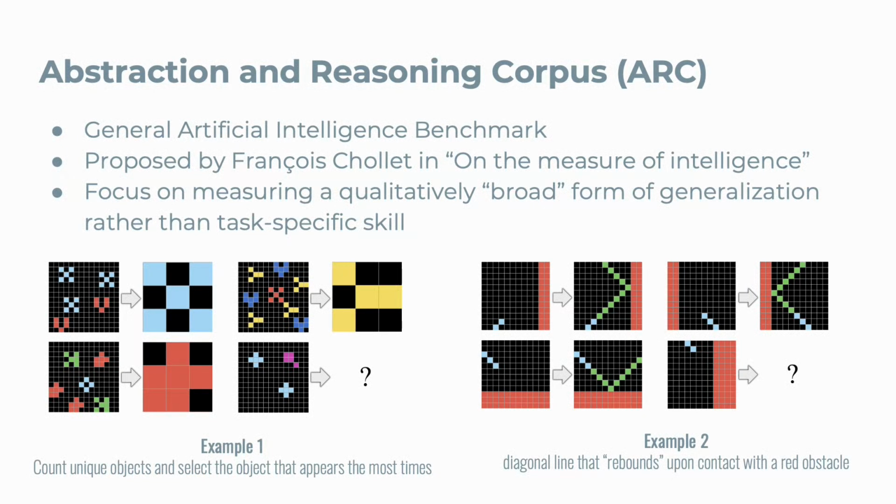What is the definition of intelligence? We define the key as abductive reasoning, which is the ability to choose the most likely explanation from a limited set of observations. To measure such abilities, François Chollet proposed the General Artificial Intelligence Benchmark via ARC. ARC focused on measuring a broad form of generalization rather than task-specific skills.